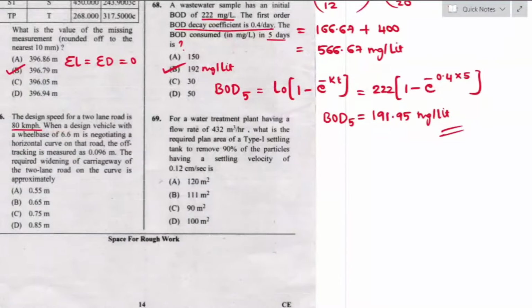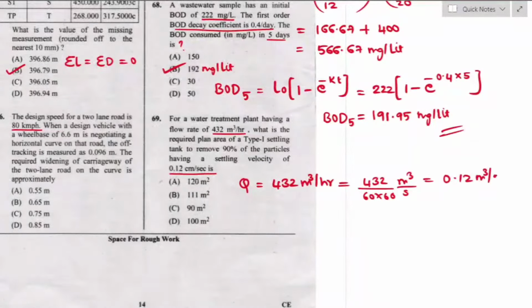Question number 69. For a water treatment plant having a flow rate of 432 meter cube per hour, what is the required plan area of a type 1 settling tank to remove 90% of the particles having settling velocity of 0.12 cm per second? So let us write down the given data. Flow rate is given as 432 meter cube per hour. We shall convert it into meter cube per second. So 432 divided by 60 into 60 meter cube per second. So 0.12 meter cube per second.